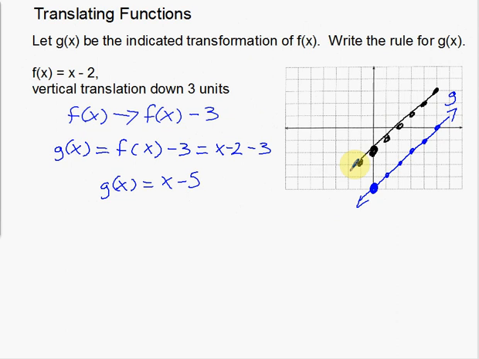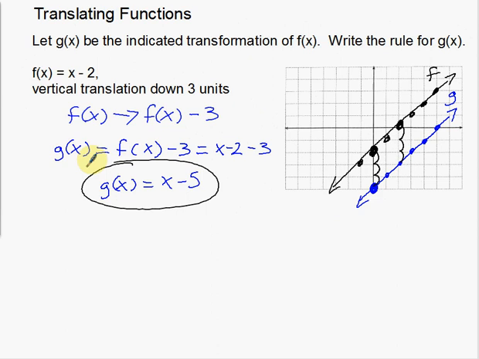Now, the question is, did I move this down 3 units? Take your f function. Did I go down 3? 1, 2, 3. Yep, I went down 3. Let's pick another point. Here's another one: 1, 2, 3. Yes, I did go down 3 units. So I did do that correctly. This g of x is my new rule, my new function for my new equation, my new line here.